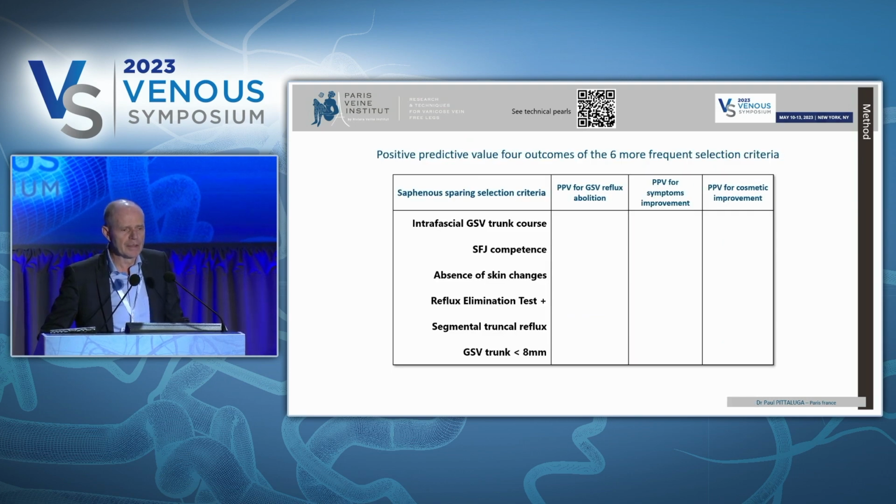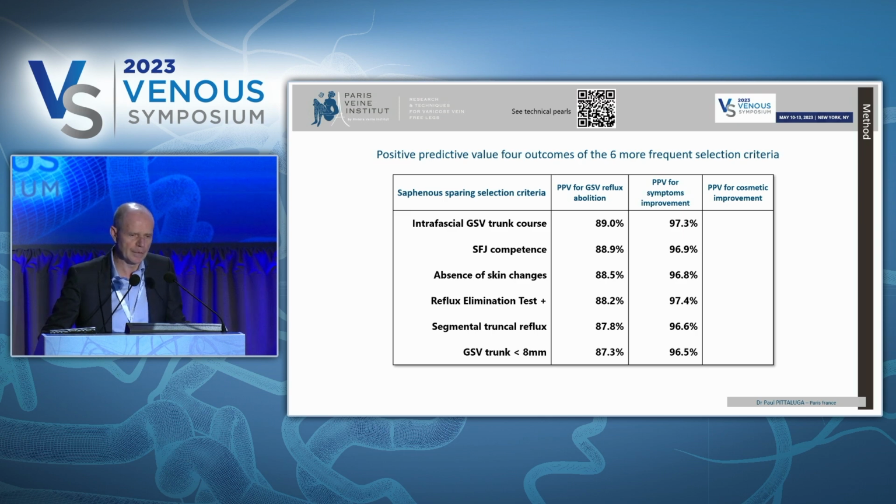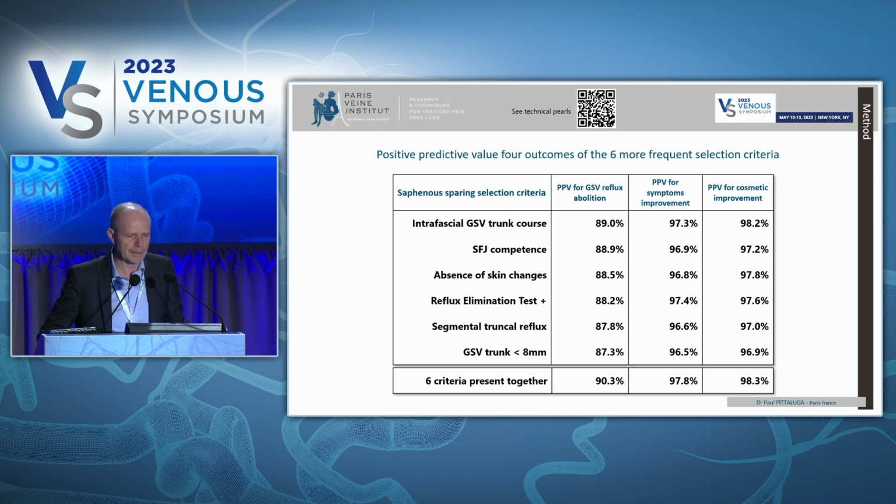The positive predictive value for the 6 most frequent selection criteria was very high, between 87 and 99% for the GSV reflux abolition, between 96 and 97% for the symptoms improvement, and between 97 and 98% for the cosmetic improvement. And when the 6 criteria were present all together, it was even higher, at 90, 97, and 98%.